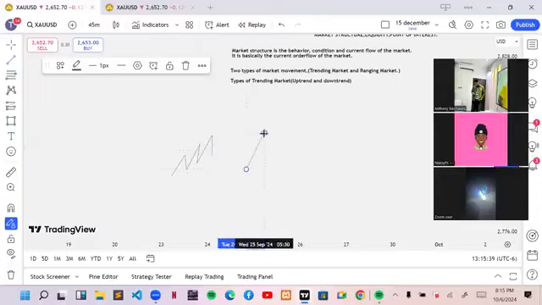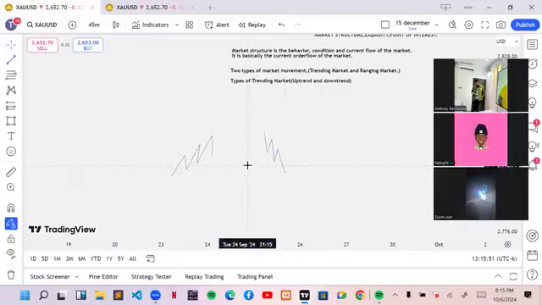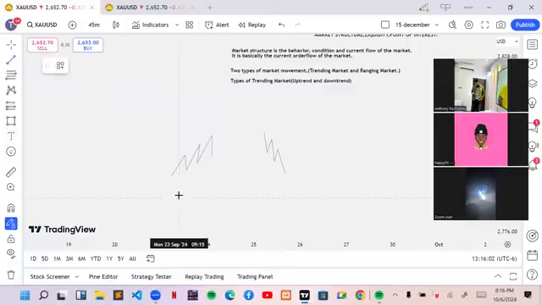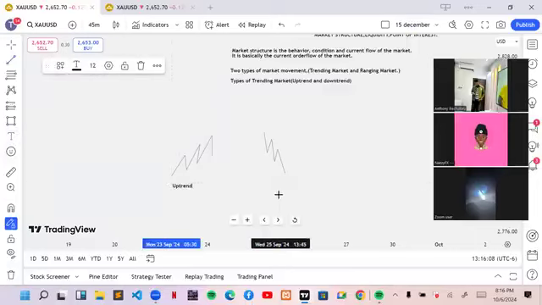Meanwhile, a downtrend is the market making a series of lower highs and then lower lows, lower highs and lower lows. This is what it means for the market to be on a downtrend. So this is an uptrend right here, and this is a downtrend. An uptrend is a series of higher highs and higher lows; a downtrend is a series of lower highs and lower lows.